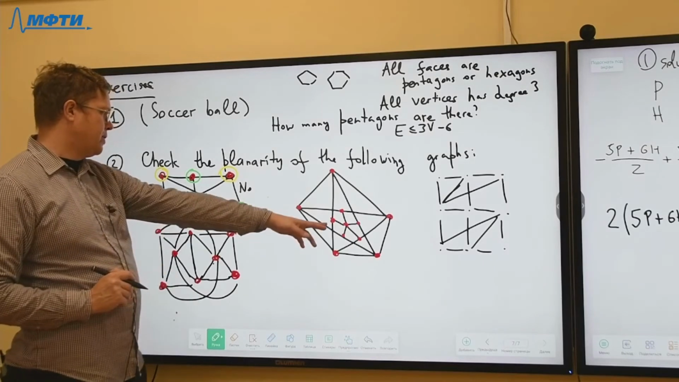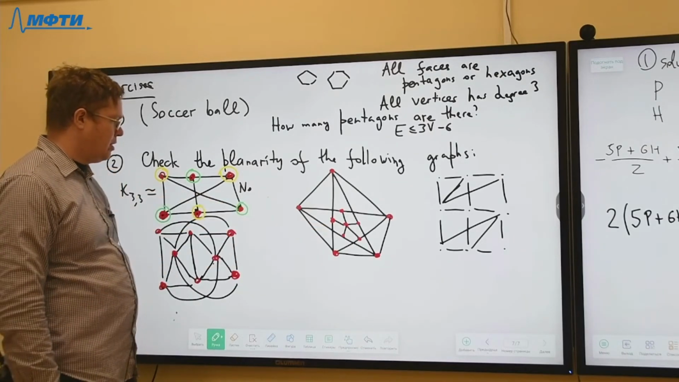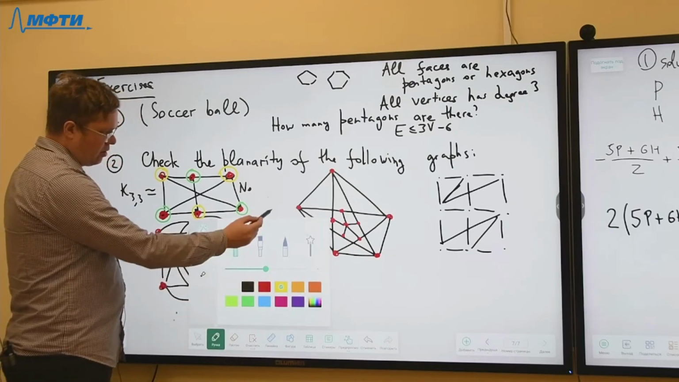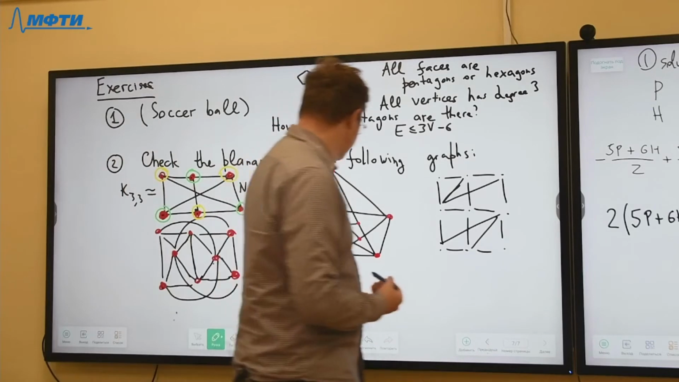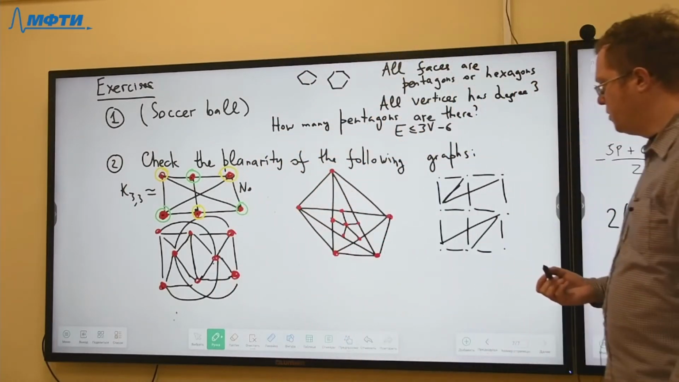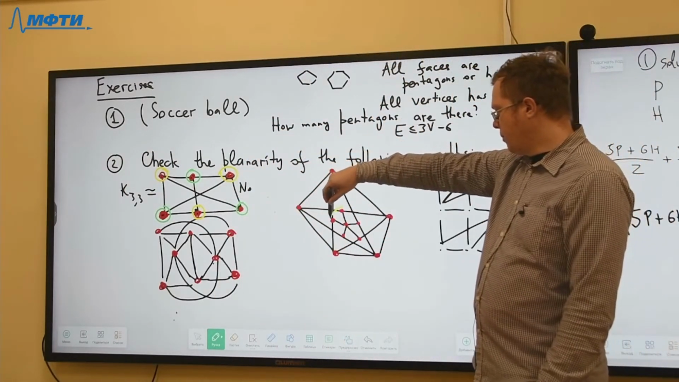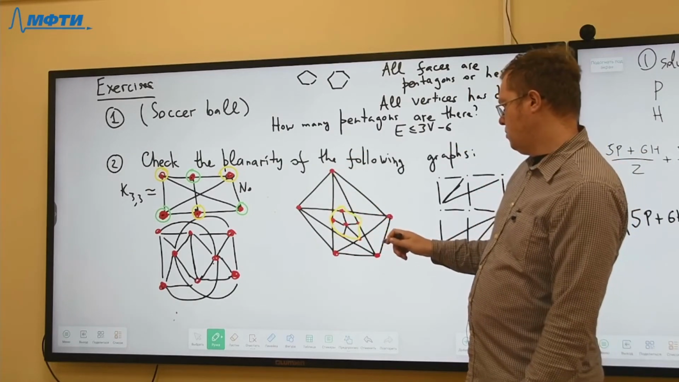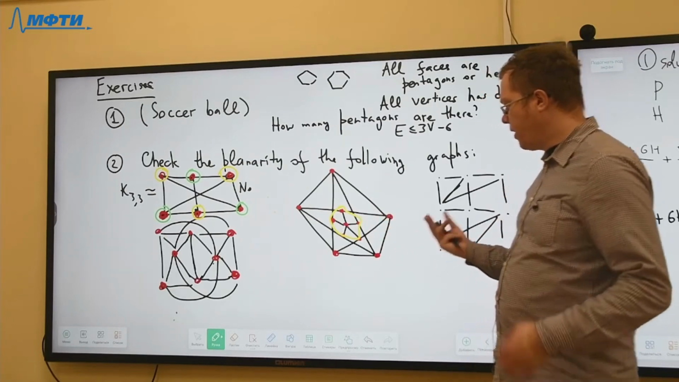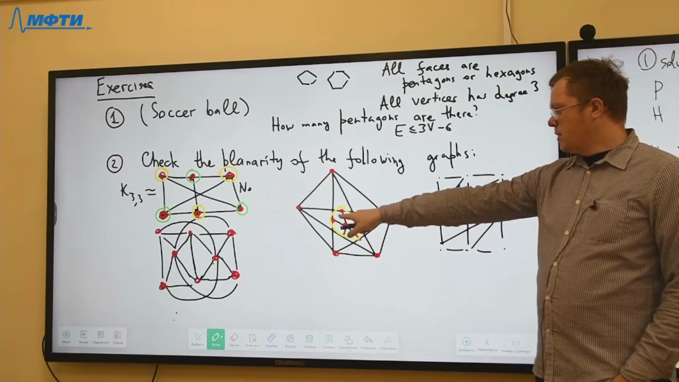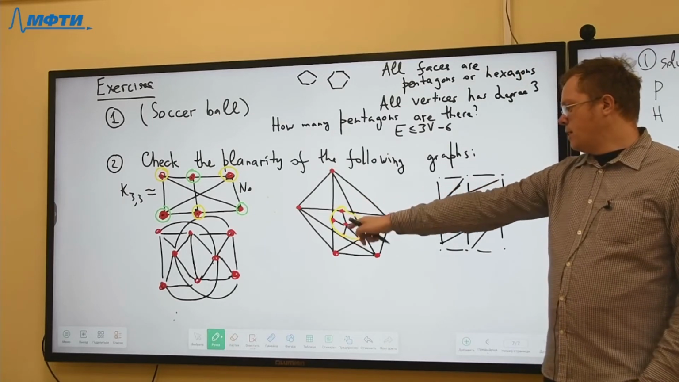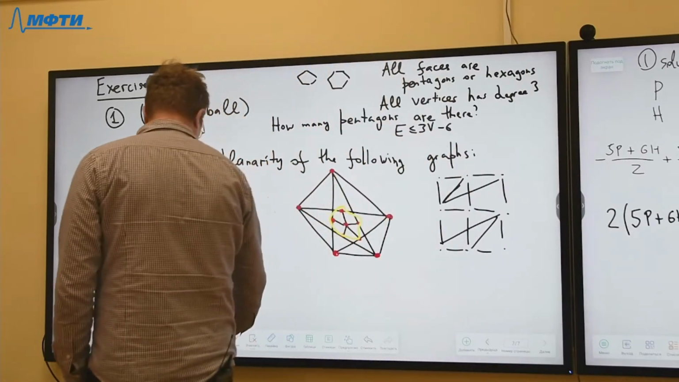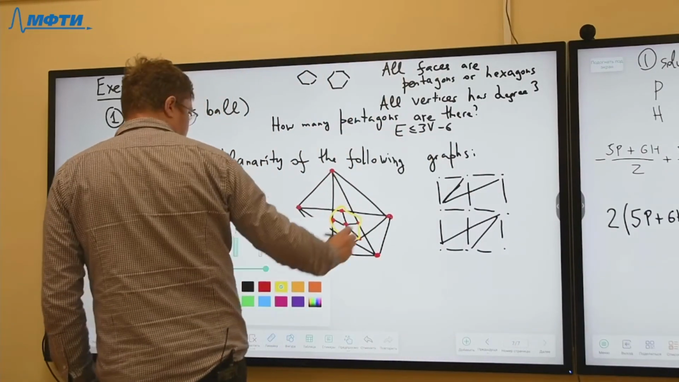Okay, for this graph, you can see the picture is similar to K5, because if we get rid of this subgraph, we'll have just K5. If we delete these vertices and all these edges and glue them together, then we have a graph homeomorphic to K5. So it's also not planar.